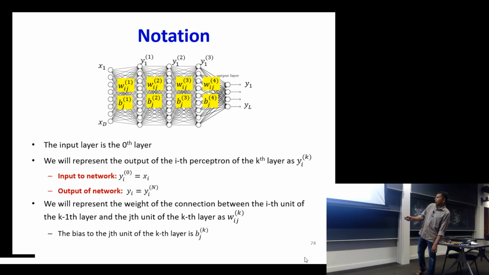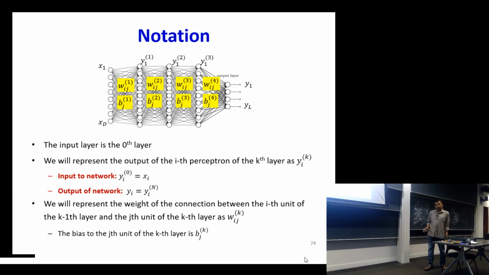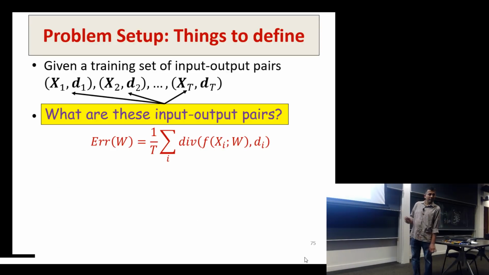and the superscript represents the layer number. So Wij k is the connection between the ith unit of the k-1th layer and the jth unit of the kth layer. I'm going to have these y's, so yi superscript k is the output of the ith unit in the kth layer. The biases are using the same notation as the weights. I just say Vj superscript k is the bias assigned to the jth unit of the kth layer. So hopefully the notation is not confusing. It's fairly straightforward.